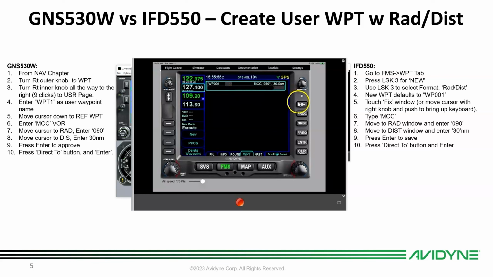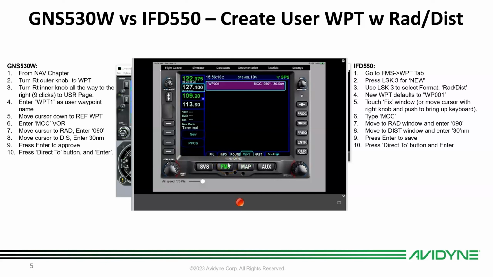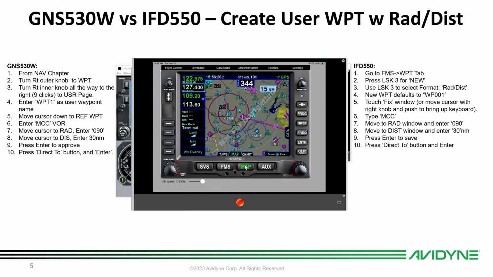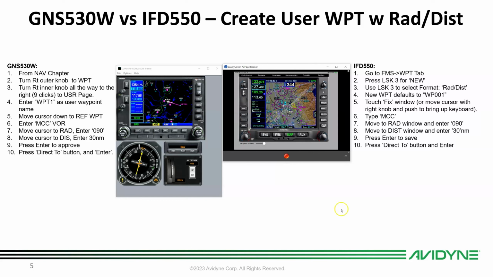I hit direct to. I press enter, and then I activate by pressing enter or the screen. Now I'm flying to that waypoint. I go back to my flight plan page. There it is. Notice I'm going direct to WP01. If I go to the map page and I zoom out, I'm pinch zooming there. There's WP01 over here. So pretty straightforward and easy.